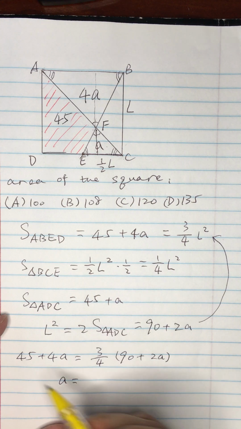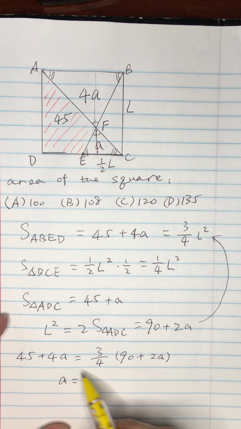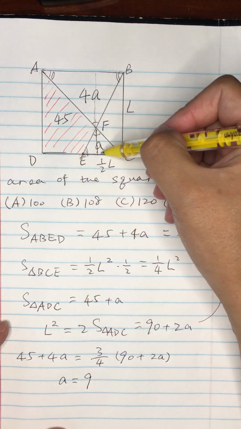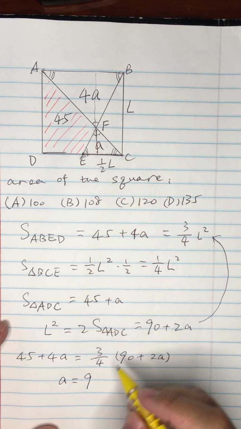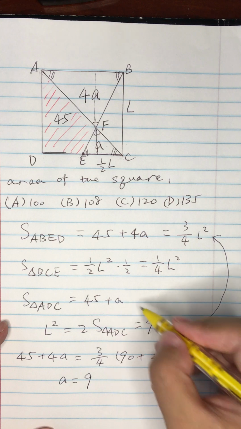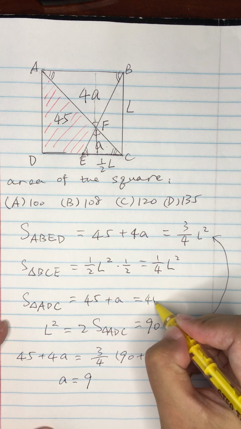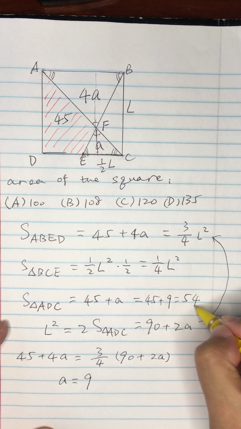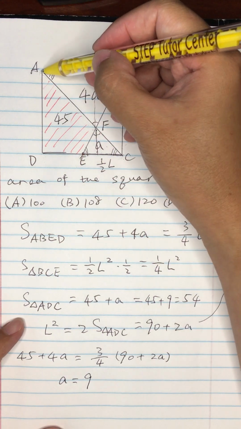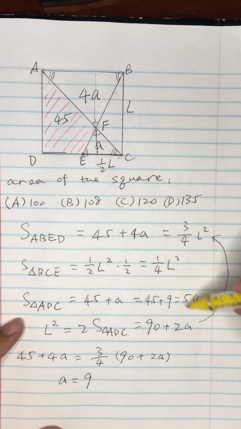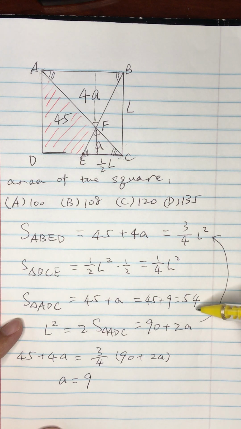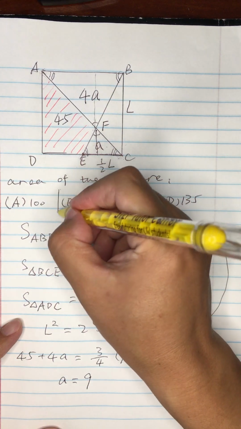Let me see if I can figure it out. A is going to equal 9. So if A equals 9, then 45 plus 9 is going to equal 54. So this big triangle ADC has an area of 54, and that's half of the area of the square. If you multiply by 2, that's 108. So B is the correct answer.